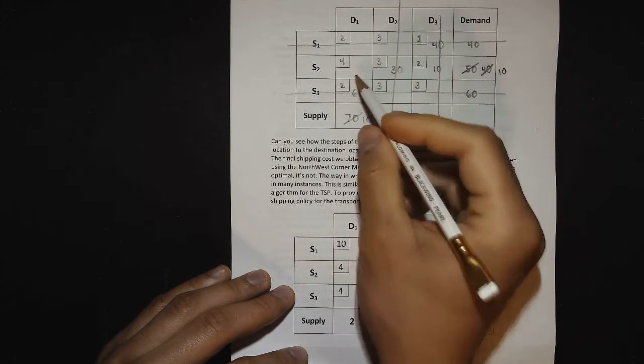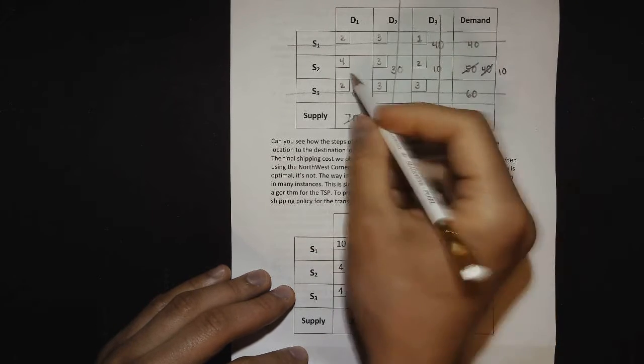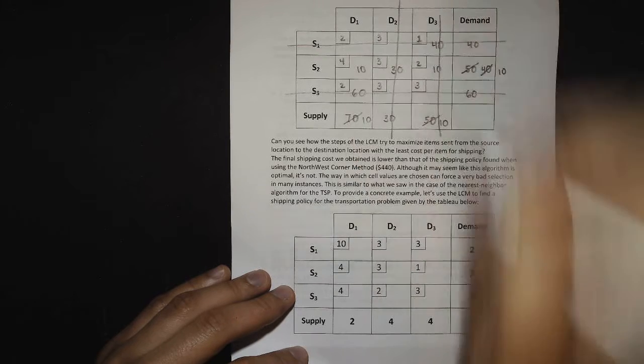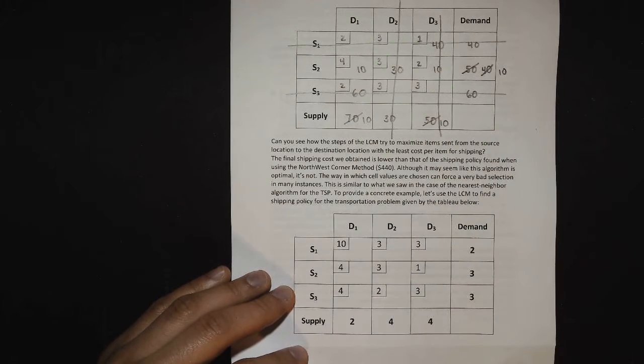Okay, so now we're at step 4. We have one cell left. The two rim conditions are the same. We choose that to be the value, and we terminate the procedure.